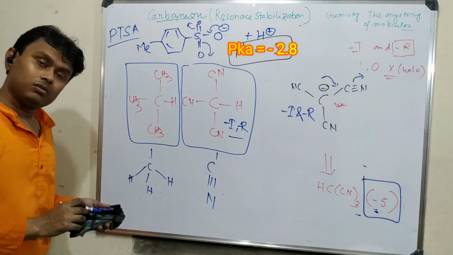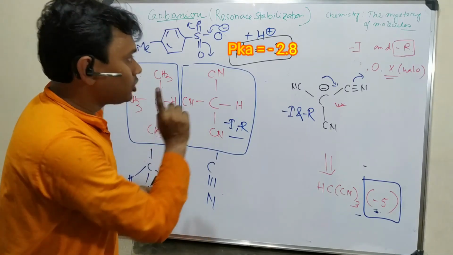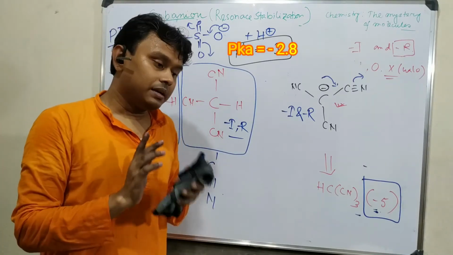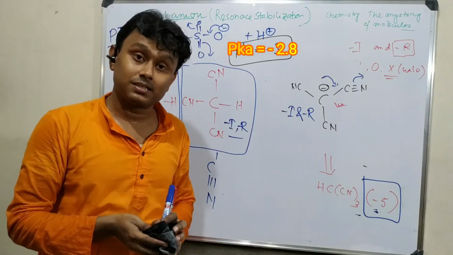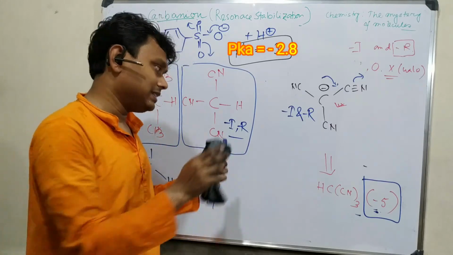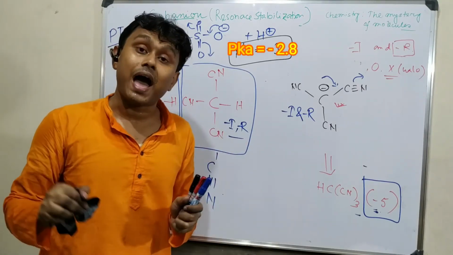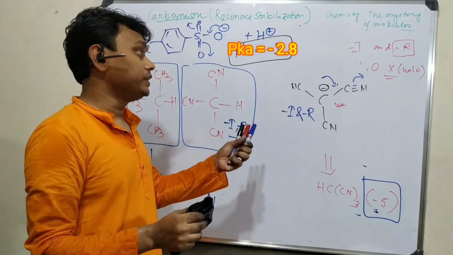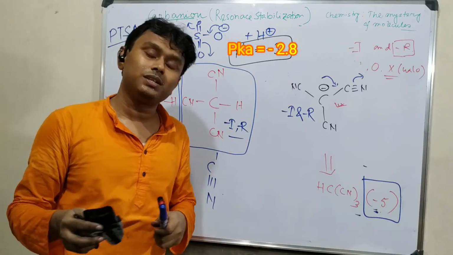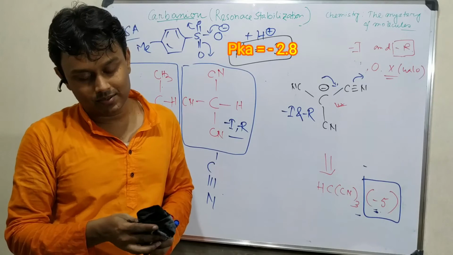So this is the end of this video, and in the next video I will explain carbocation stability through resonance. This is also resonance, mainly through aromatic stabilization. Aromatic stabilization is the maximum. So we will discuss in the next video how aromaticity stabilizes carbanions.